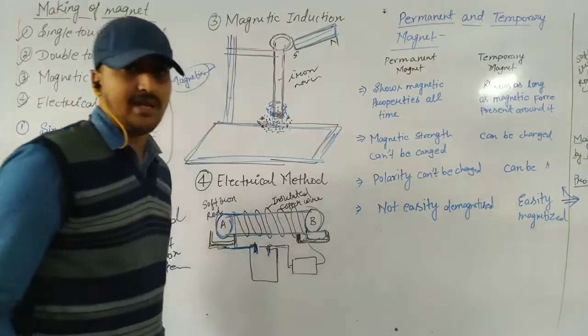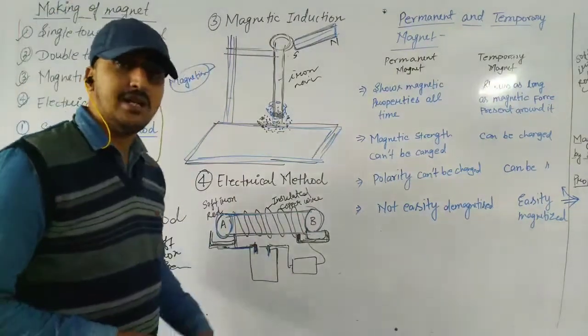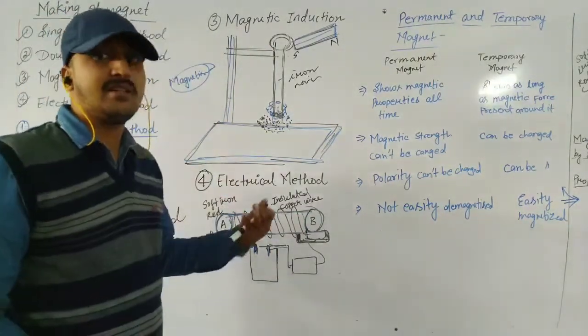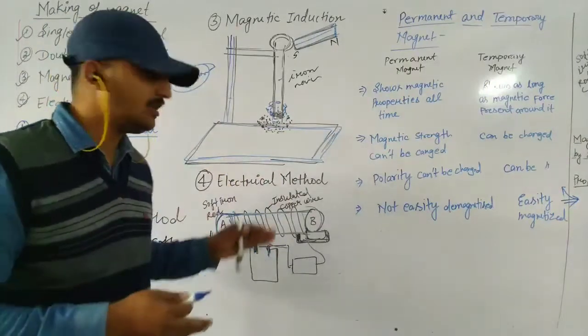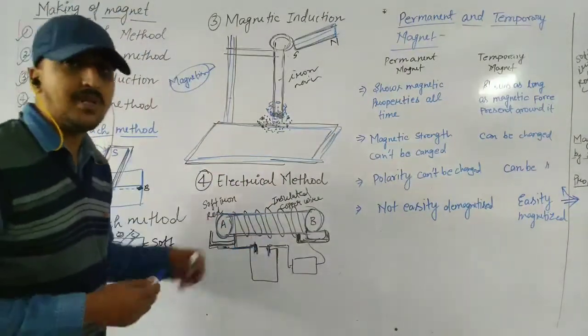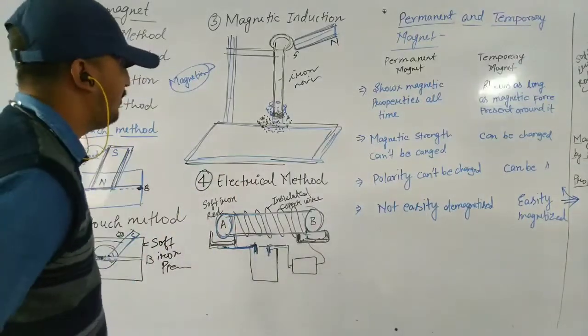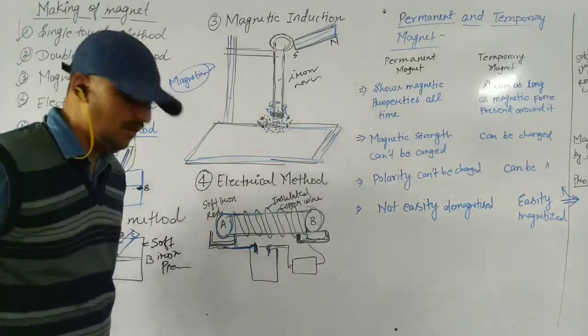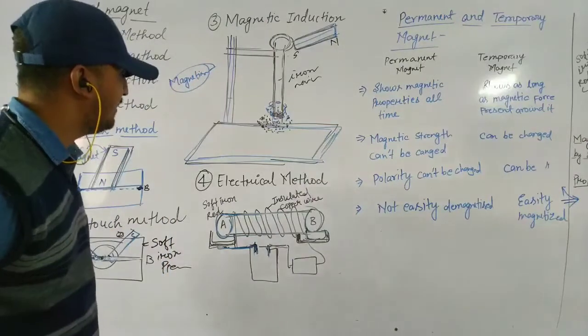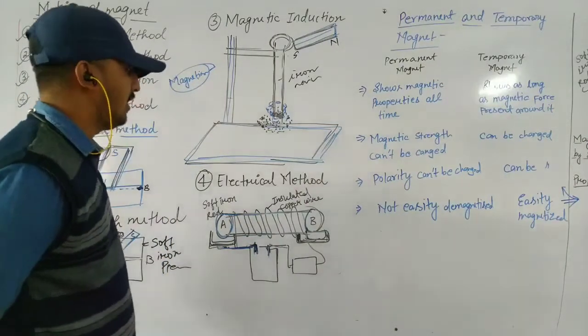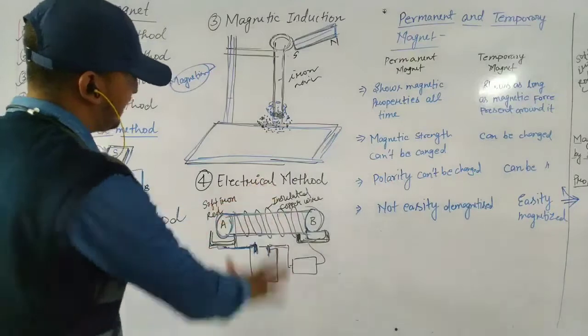rod will magnetize. When we stop the current, it will demagnetize. When we start the current, it will magnetize. So this magnetization depends upon the flow of current. So this is also a type of magnetization, and by applying the flow of current, we can magnetize any substance.